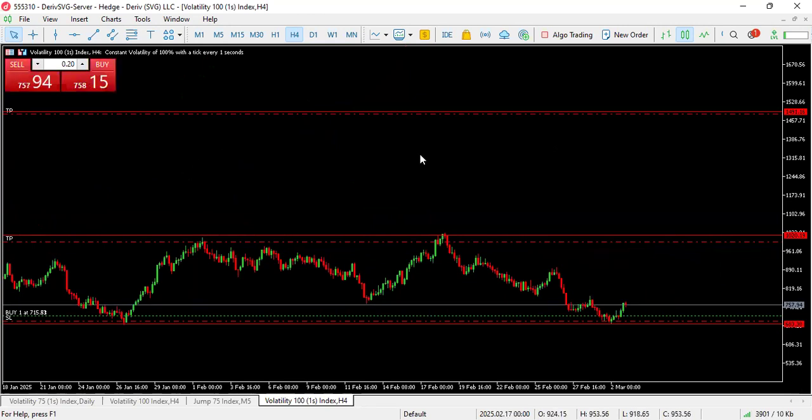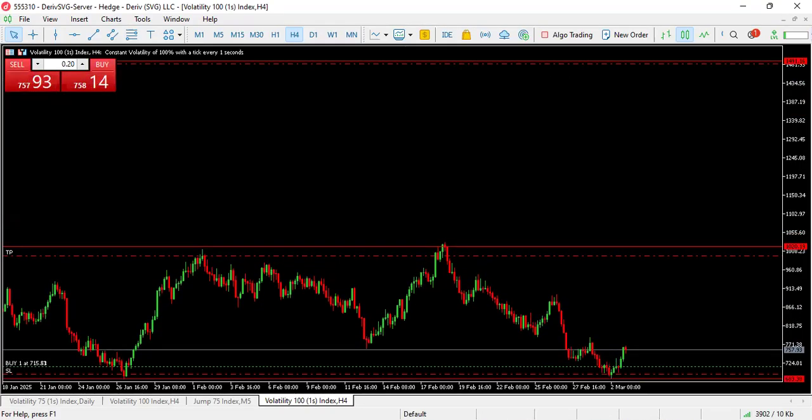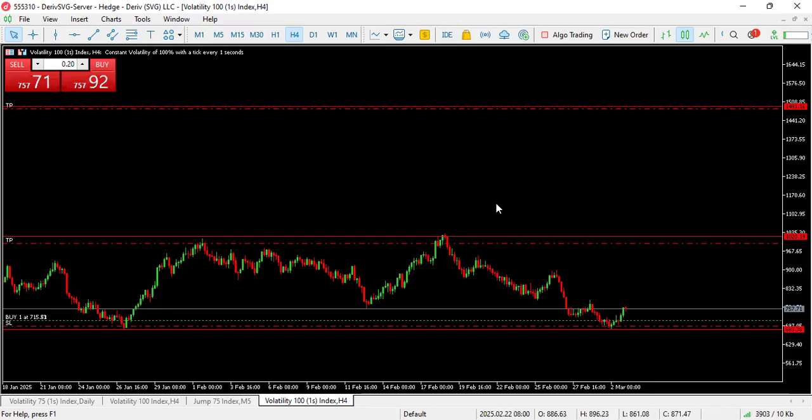Now, back to our trading. Now, the reason why I took this trade, let me zoom it a little bit.